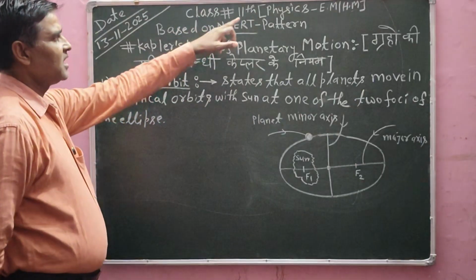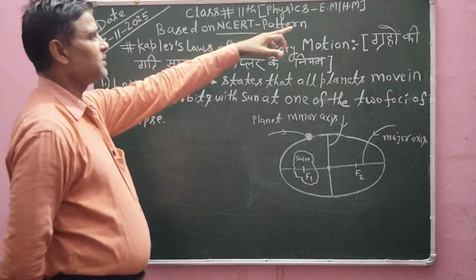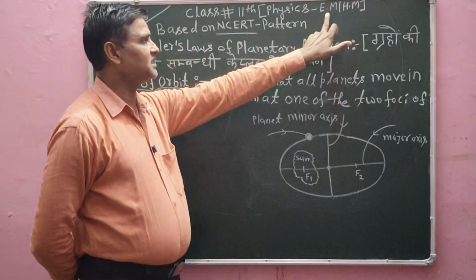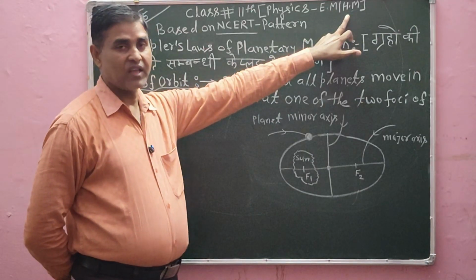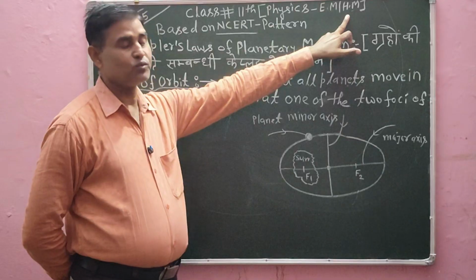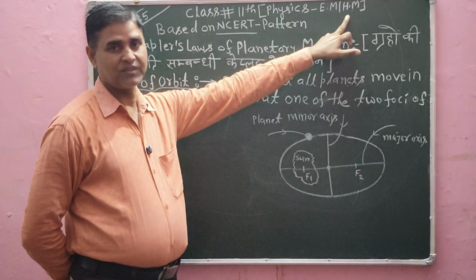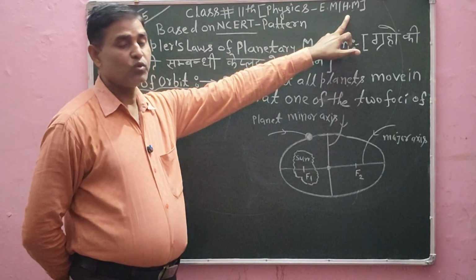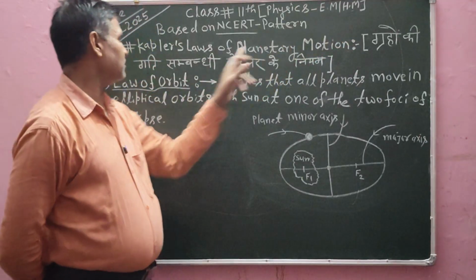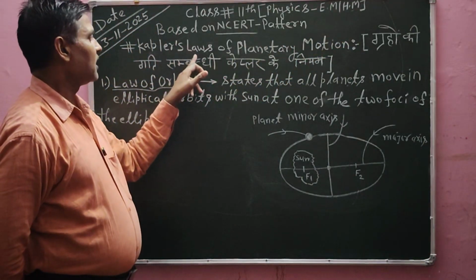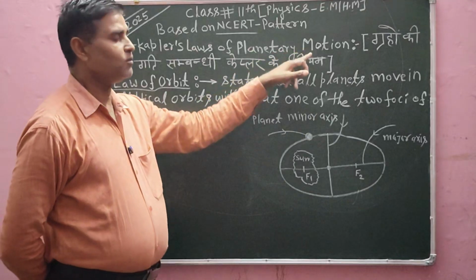This is class 11 physics, which is available in both English medium and Hindi medium. First of all I will explain in English, so students who are reading in English medium, that is in the CBSE board, can understand its concept in detail. Topic name is Kepler's law of planetary motion.